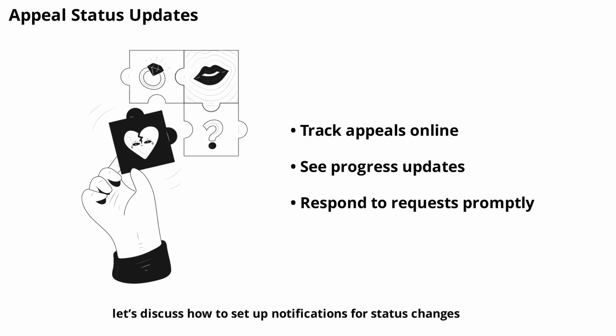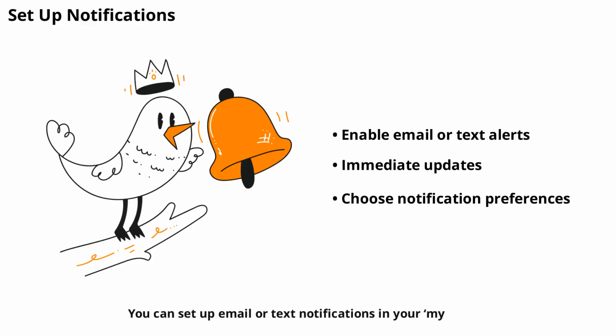Next, let's discuss how to set up notifications for status changes. You can set up email or text notifications in your My Social Security account to alert you about status changes or new messages. This way, you'll know right away if there's an update or if the SSA needs more information. To enable notifications, log in, go to your profile settings, and choose your preferred notification method. Staying connected helps you stay on top of your application.